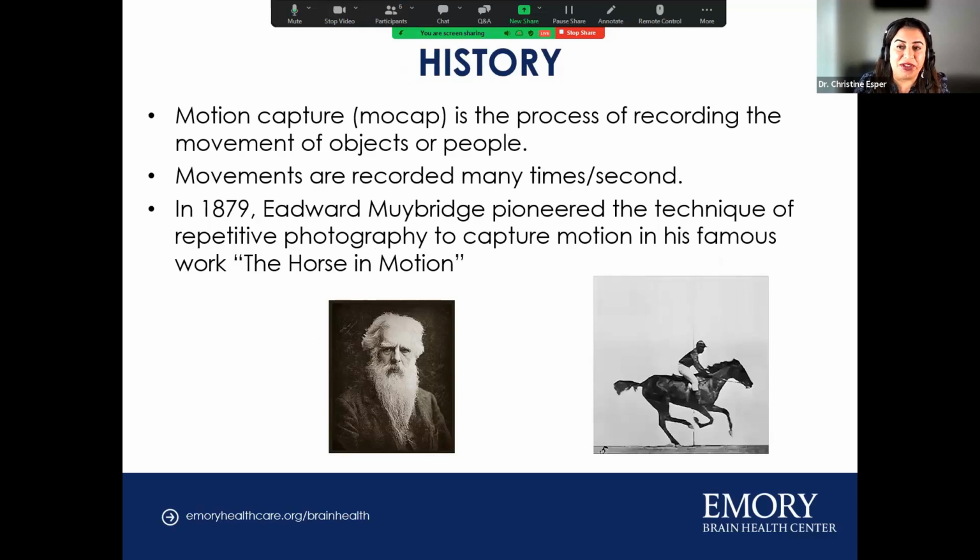So looking back at the history of motion capture, which is also called MoCap, it is the process of recording the movement of objects or people. These movements are recorded many times per second. This dates back to as far back as 1879 with Edward Muybridge, who pioneered the technique of repetitive photography to capture motion in his famous work, The Horse in Motion. If you look here, this is a picture of Edward. And here, if you can focus on this picture and the numbers at the bottom, you will see how many photographs are linked together to almost look like a video.